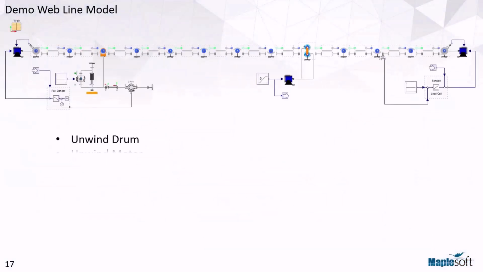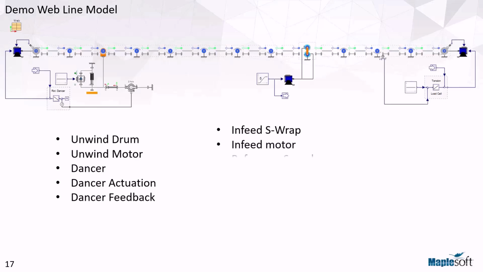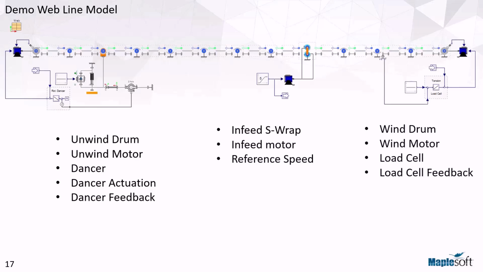So here I have a demo web line with some familiar pieces. We have an unwind motor. We have a rotary dancer with a feedback from the dancer angle to speed control the unwind. The dancer provides the tension in the unwind zone. You have a SRAP as an infeed with a set velocity on it. And on the rewind, you have a load cell with a feedback for the rewinder.